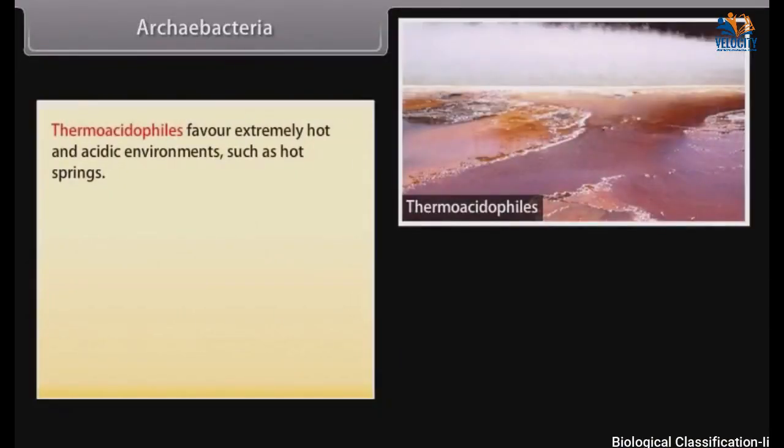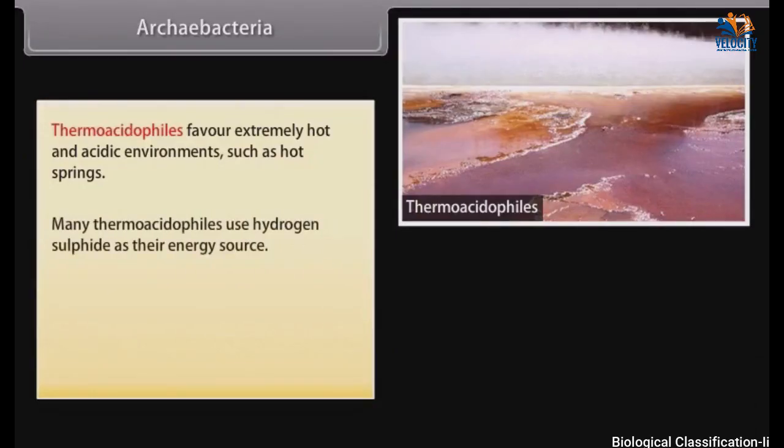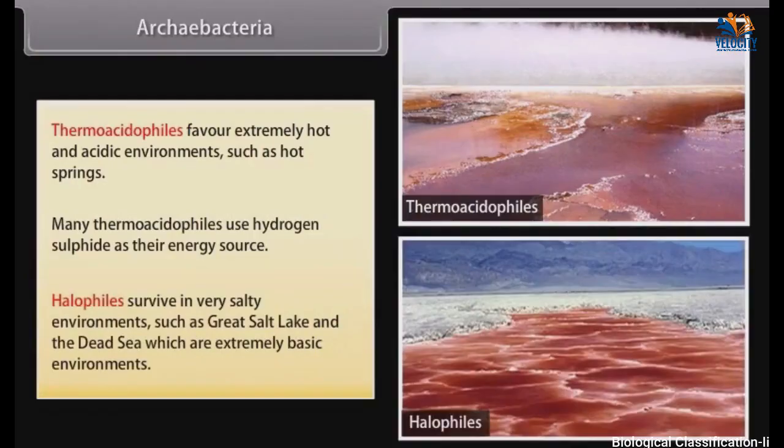Thermoacidophiles favor extremely hot and acidic environments such as hot springs. Many thermoacidophiles use hydrogen sulfide as their energy source. Halophiles survive in very salty environments such as the Great Salt Lake and the Dead Sea, which are extremely basic environments.